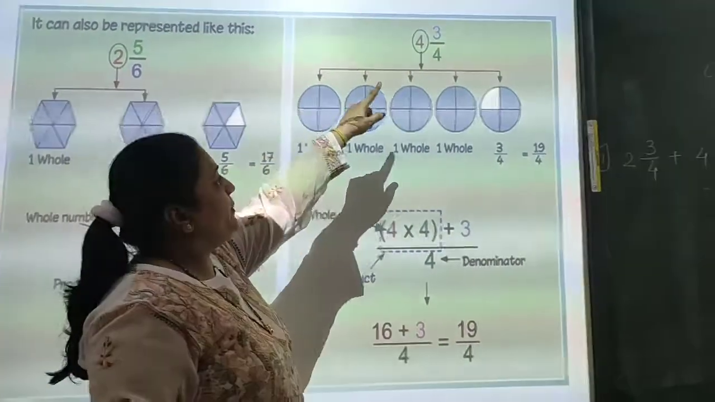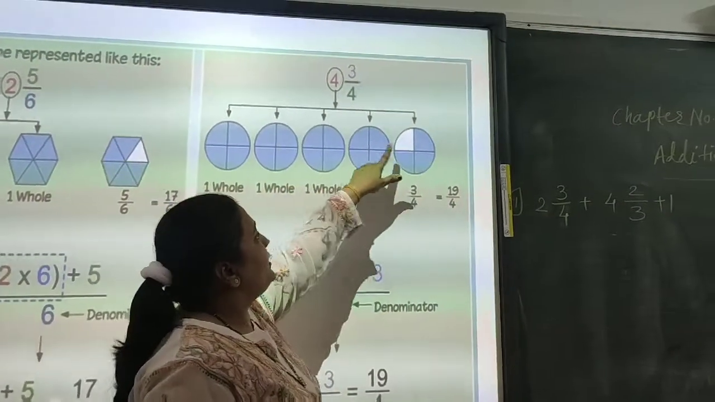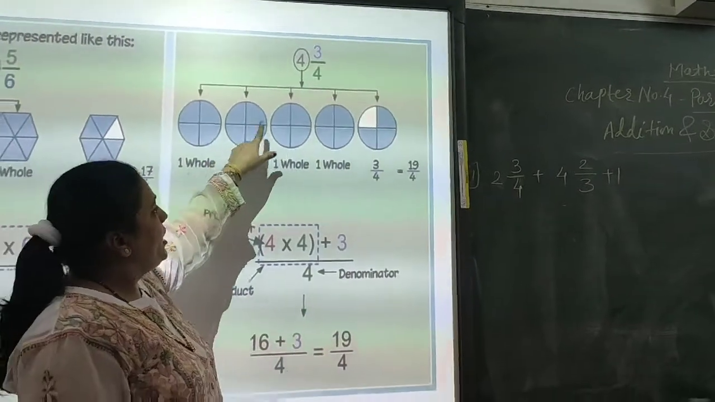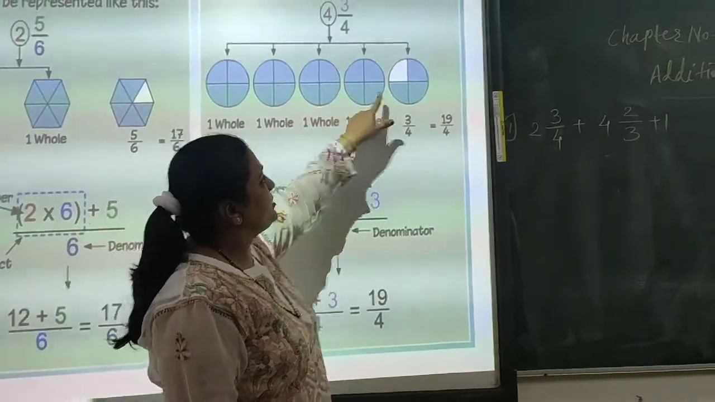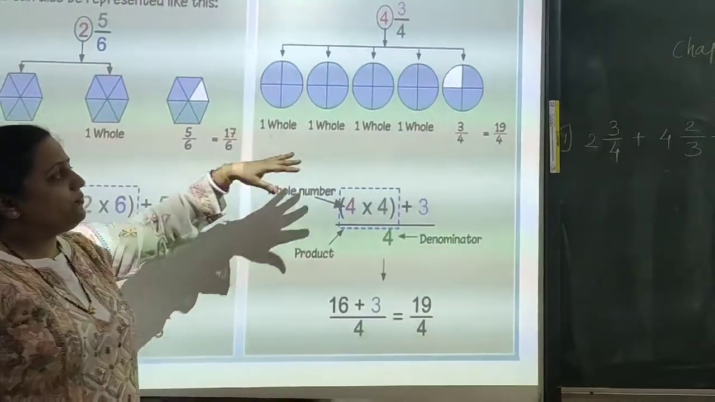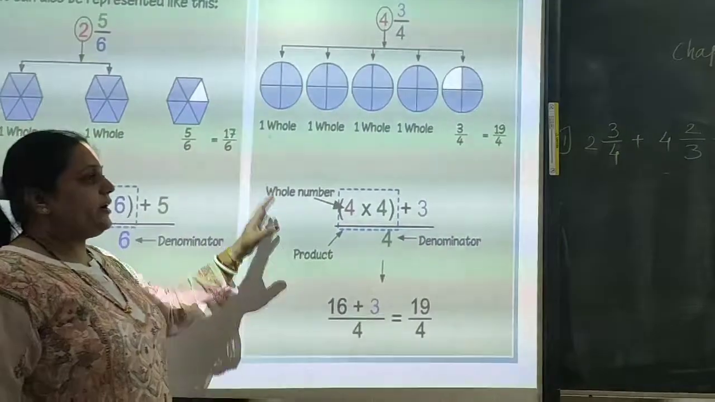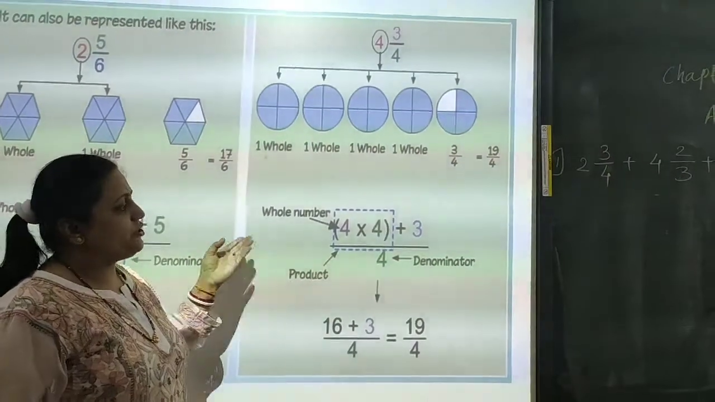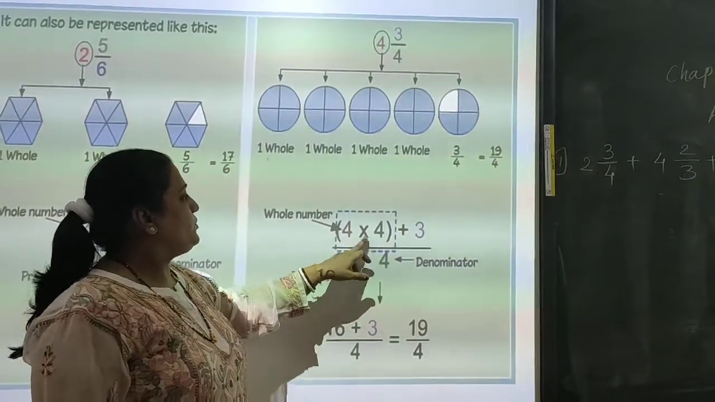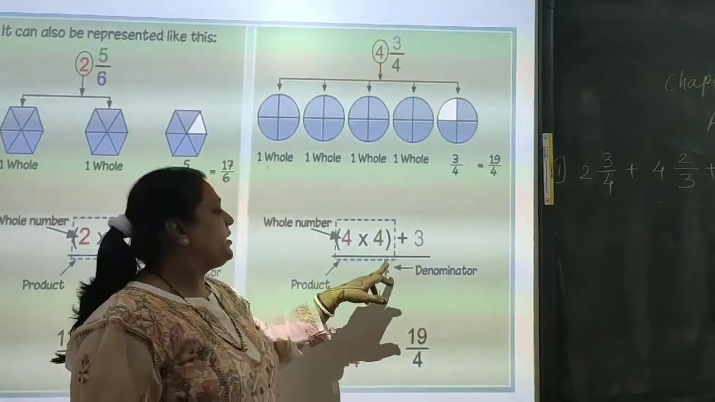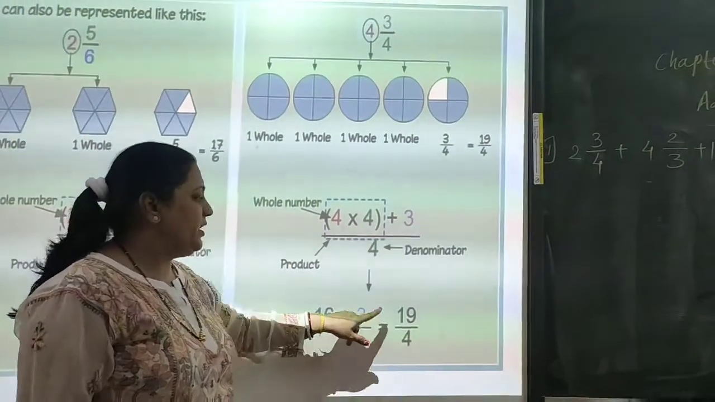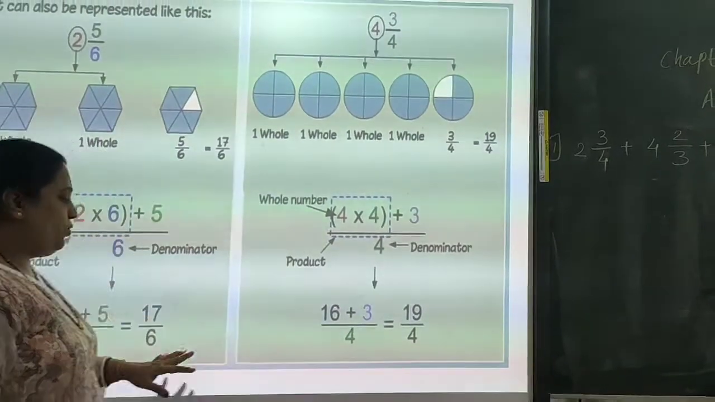Now here 4 3 by 4 means 4 whole and 3 by 4, that is 3 parts out of 4. So if we add 4 plus 4 is 8, plus 4 is 12, plus 4 is 16, 17, 18, 19. So 19 by 4. Okay, this is with the help of a figure. But we have learned how to find the improper fraction from a mixed fraction: multiply the whole number with the denominator, 4 into 4, add the numerator 3, keep the denominator as it is. So 4 fours are 16 plus 3 is equal to 19 by 4.